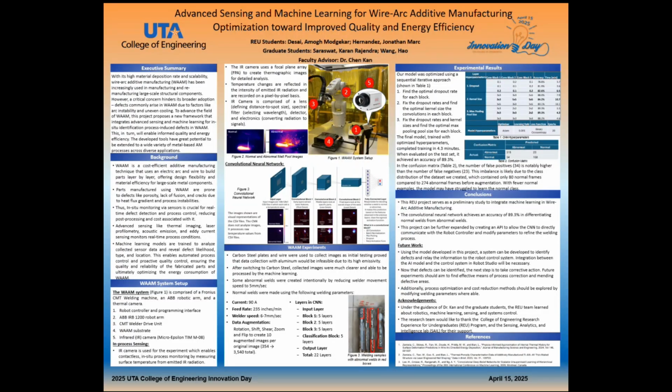So part of this project is we have a robotic arm set up with a welder, and we are performing welds on a carbon steel test plate with a thermal IR camera in front of it. And that thermal camera allows us to capture visuals of the weld. So why are we doing this? We're looking to detect defects in welds.